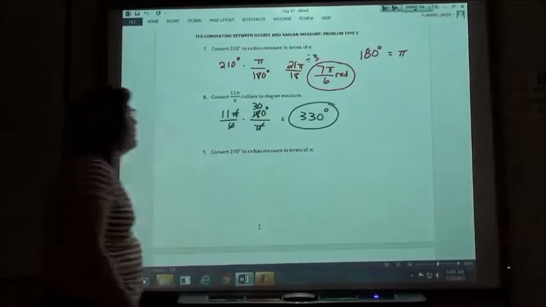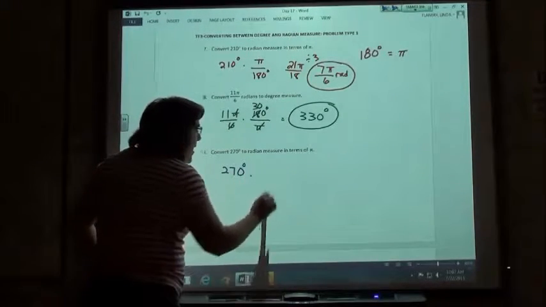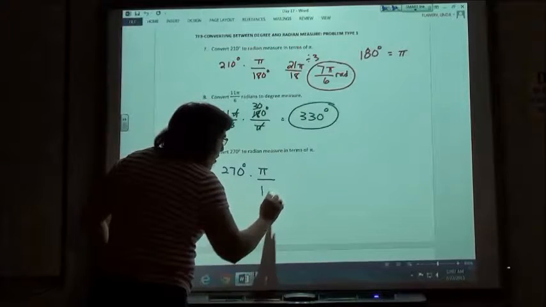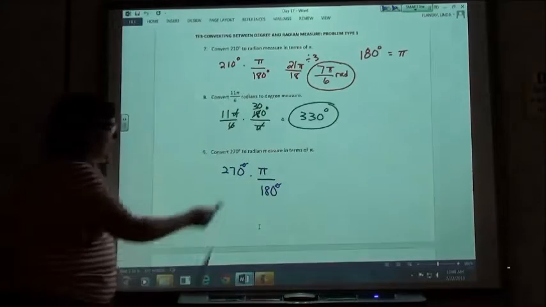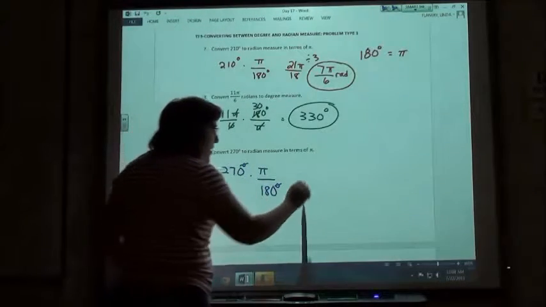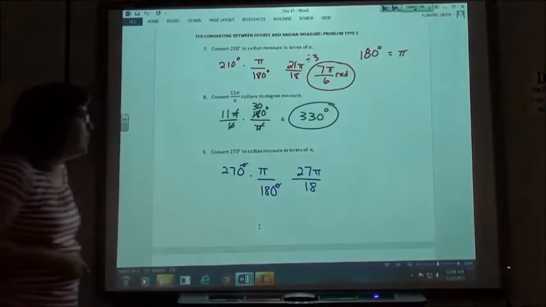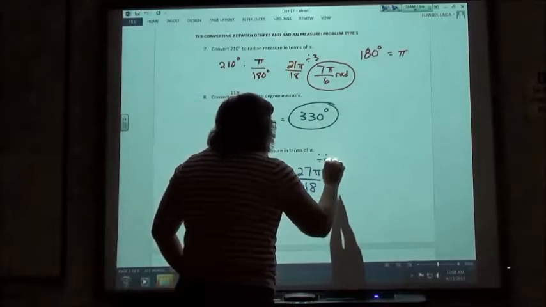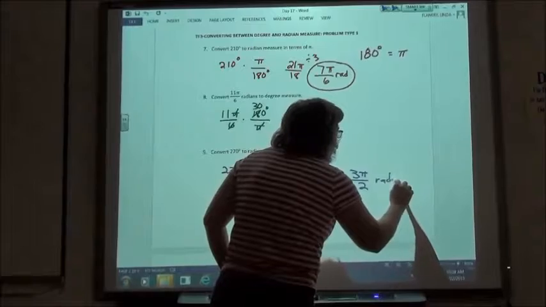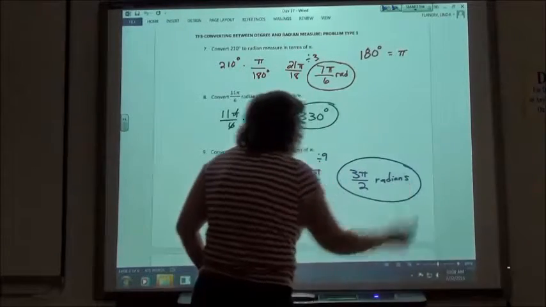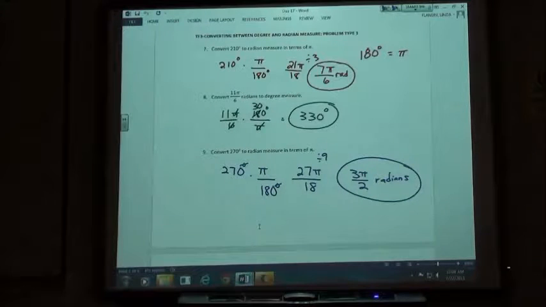Number 9, we're going from degrees to radians again. So 270 degrees, I'm going to take it times pi over 180 so that the degree measure cancels out. Again, I could divide by 10 and get rid of one of my zeros. 27 pi over 18. I can reduce that down again because I can divide by 9. So 3 pi over 2 radians. So 270 degrees is equal to 3 pi over 2 radians.